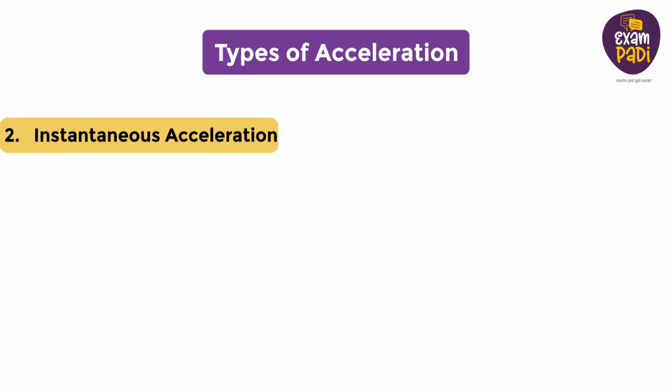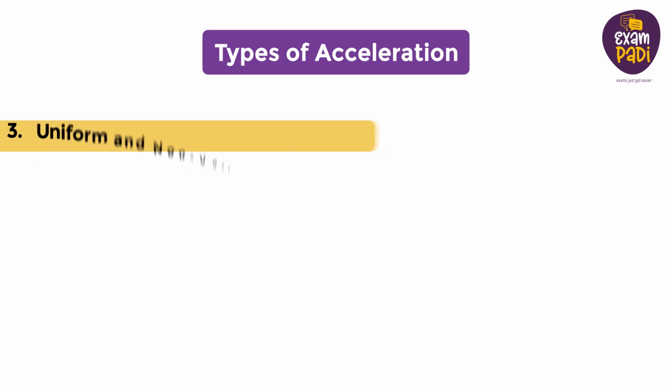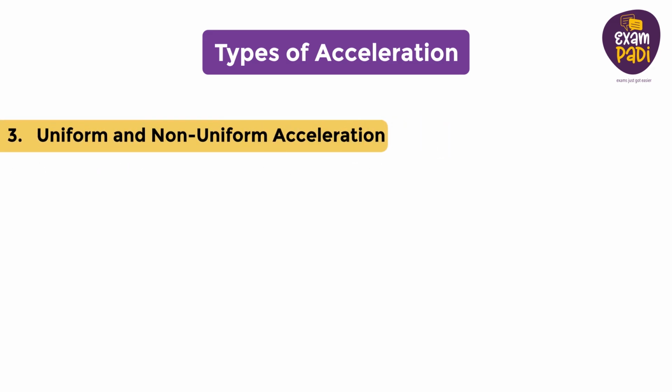2. Instantaneous acceleration. Instantaneous acceleration is defined as the ratio of change in velocity during a given time interval such that the time interval goes to 0. 3. Uniform and non-uniform acceleration.